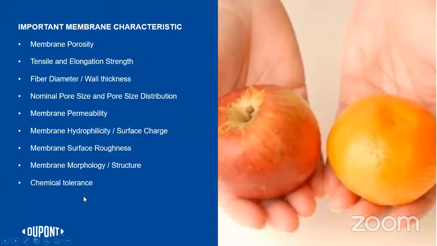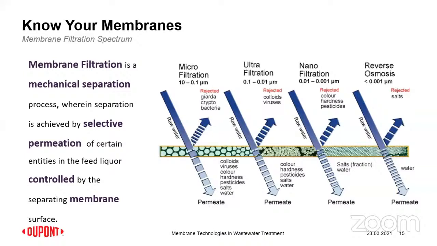So all these parameters are usually looked into, and for this reason, PES and PVDF are usually the most common option for filtration processes, like membrane-based filtration processes. So let's know what sort of membranes are there.